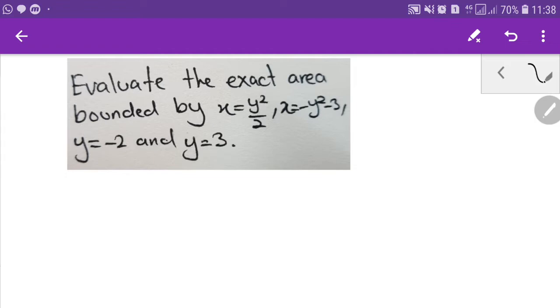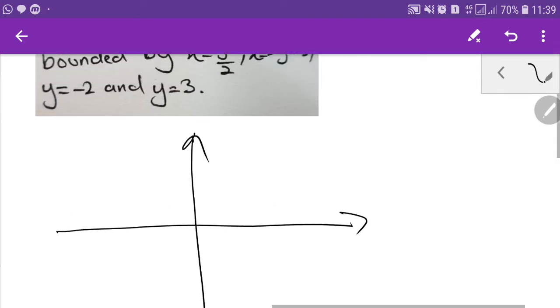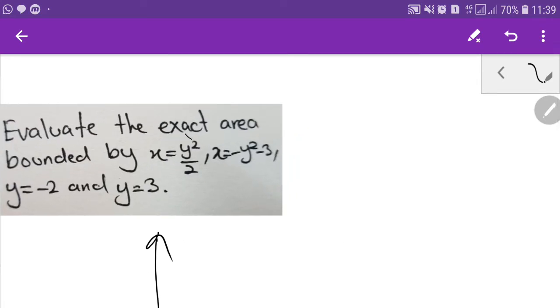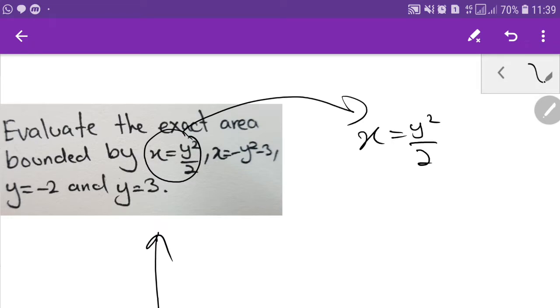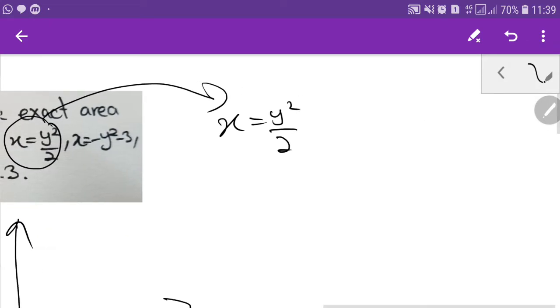Okay, in this case, the area bounded, the fences, the boundary of the area, there are 4 of them. So for this kind of question, they might not have an intersection point that you have to find. So just proceed to the sketching part. Okay, so maybe we can revise a little bit about this. So x equals y squared over 2.